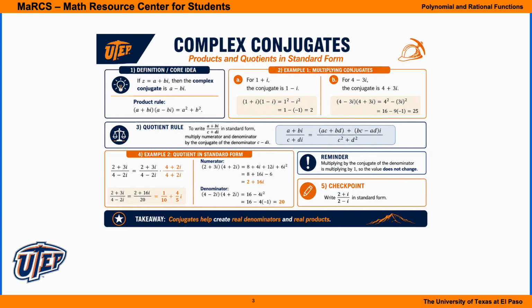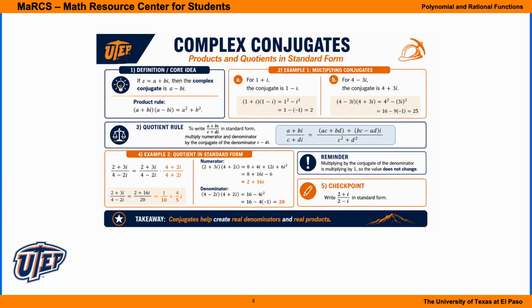Now for 4 minus 3i, the conjugate is 4 plus 3i. So if we multiply 4 minus 3i times its conjugate, 4 plus 3i, we get 4 squared minus 3i squared. And upon simplification, we get 25. So in order to write a plus bi divided by c plus di in standard form, we multiply both the numerator and the denominator by the conjugate of the denominator. So the conjugate of c plus di is c minus di. So we would multiply a plus bi times c minus di and c plus di times c minus di.